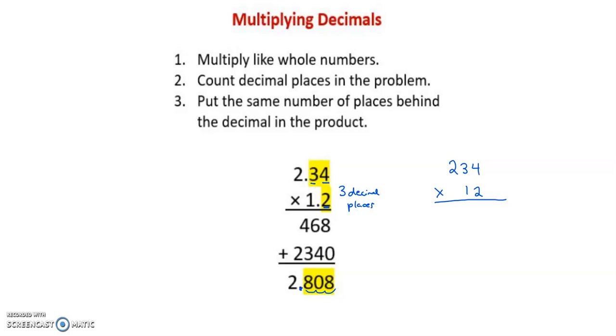So we can then ignore the decimals completely when we multiply. 2 times 4 is 8, 2 times 3 is 6, 2 times 2 is 4. In my second row, I put a 0 as a placeholder. 1 times 4 is 4. 1 times 3 is 3. And 1 times 2 is 2. And I add those numbers up. And because of those 3 decimal places, I go from the right, 1, 2, 3 places, and place my decimal place. So it's a simple matter of counting and using that number in the final answer.